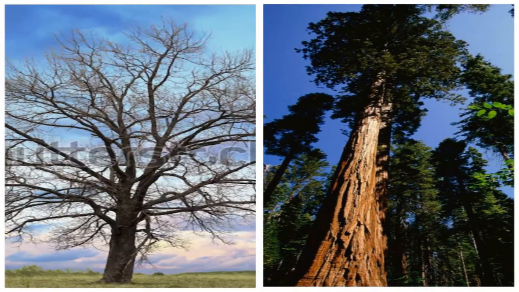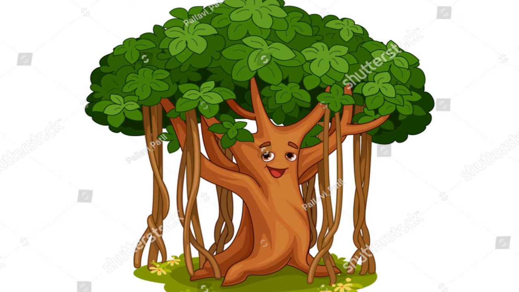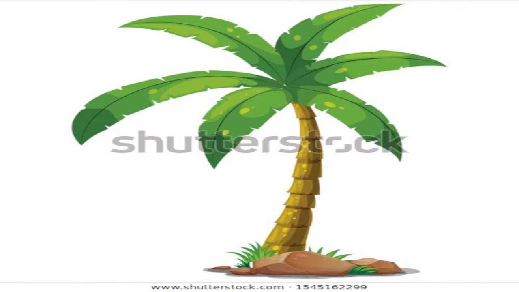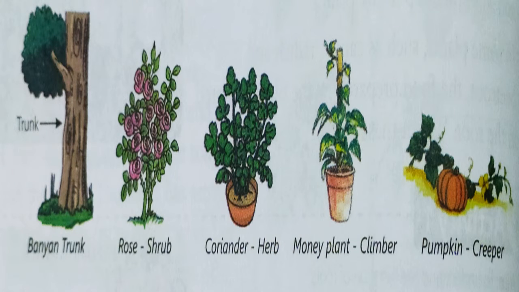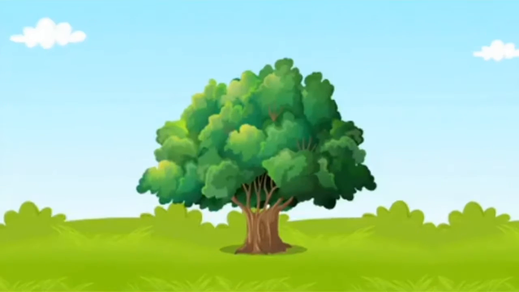And yes, sometimes stems can contain branches, and sometimes they exist without branches. Like the banyan tree, which has lots of branches, but coconut trees don't have any branches, so that also exists. On the basis of these stems, we divide our plants into different categories, like trees, shrubs, herbs, climbers, creepers, which you must have learned in our previous classes.